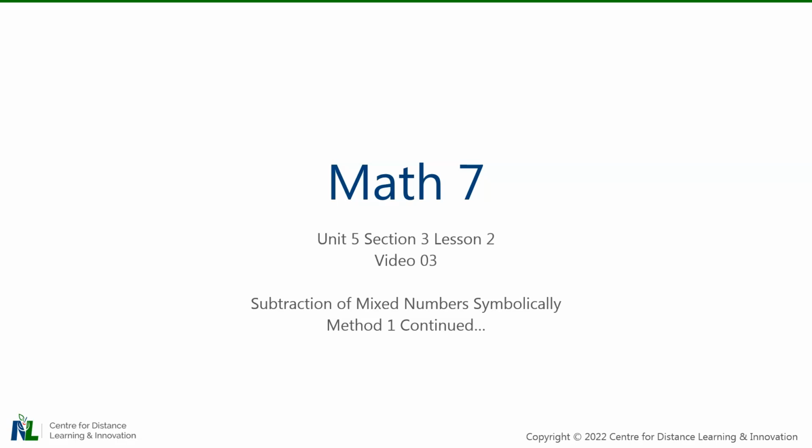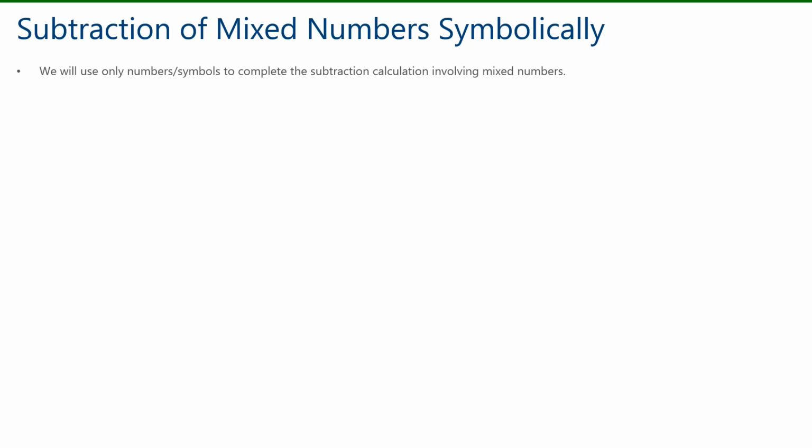Video 3 of Lesson 2 continues our look at the subtraction of mixed numbers symbolically, using what we have called Method 1. Recall in Video 2, we were told there were two situations for Method 1. Here, we focus on Situation B. So for this method, we continue to use only numbers and symbols to complete the calculation. These are our red flags again, just to give you the warning that you really have to be paying close attention here, especially for Situation B.